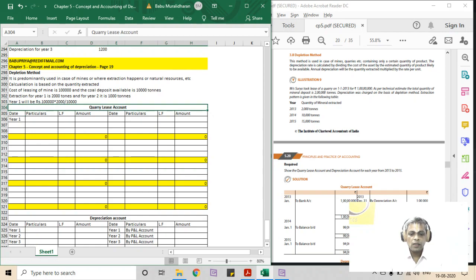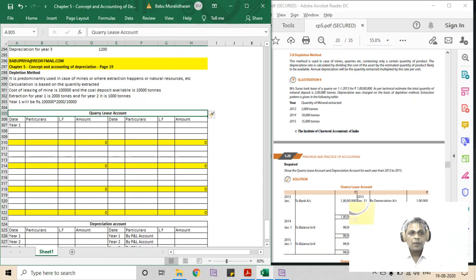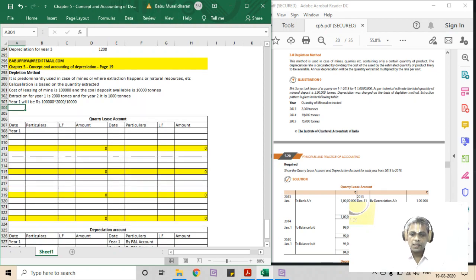Now let's get into an illustration to explain this. I'm in illustration 9. Mr. Surya took a lease of a quarry on 1/1/2013 for rupees 1 crore. As per the technical estimate, the total quantity of mineral deposit is 2 lakh tons. Depreciation was charged on the basis of the depletion method. The extraction pattern is given in the following table, with the quantity of mineral extracted.